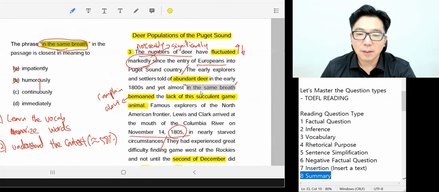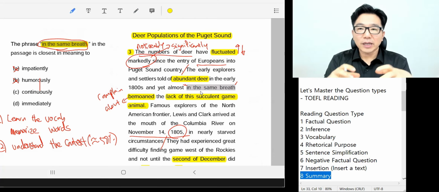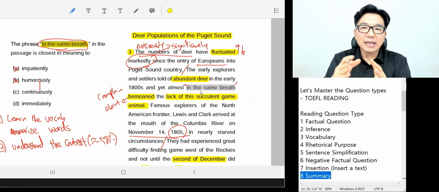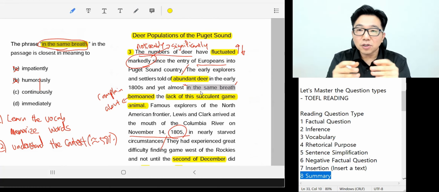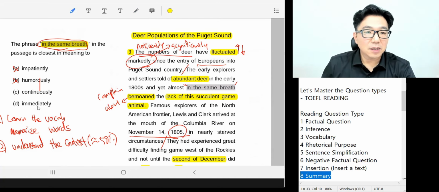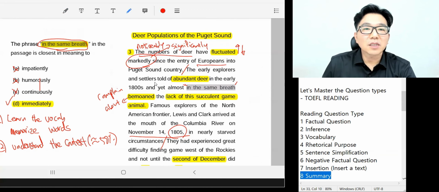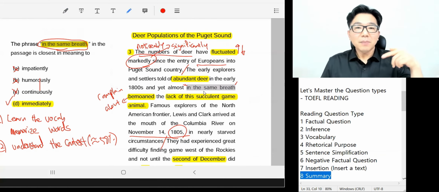definition. And the practical interpretation of in the same breath means more or less, not exactly the same, but more or less you're doing something at the same time, or you're doing something immediately after. Okay, so it's so close together in period. So you're doing something within a short period of time. Okay, so it's immediately. Okay, this is the right answer. All right. So let's put in immediately, see whether it makes sense. The early explorer and settler told of abundant deer in the early 1800s, and yet almost at the same time, immediately after, also bemoaned the lack of the succulent game animal.